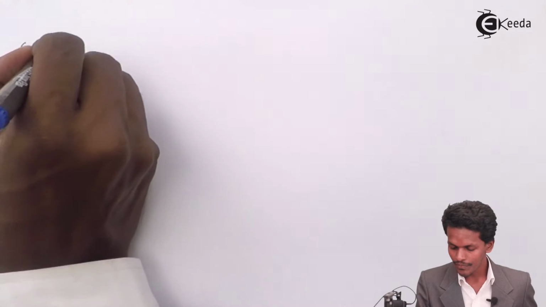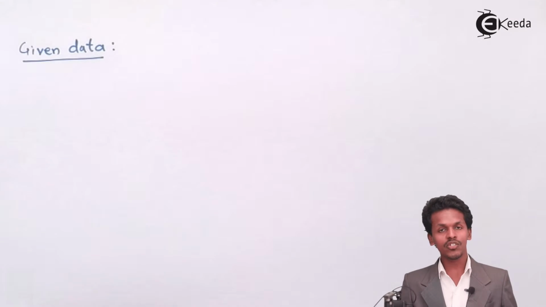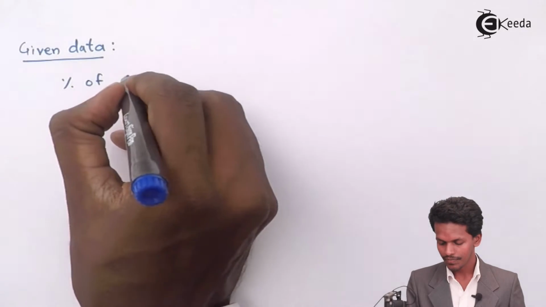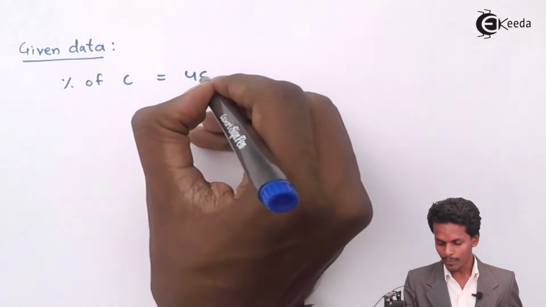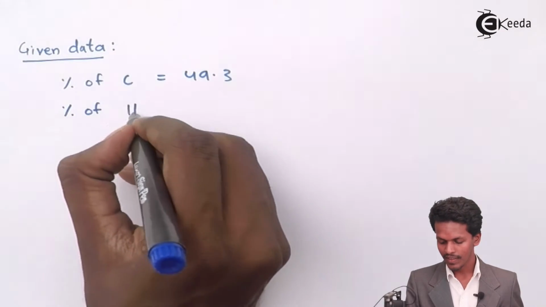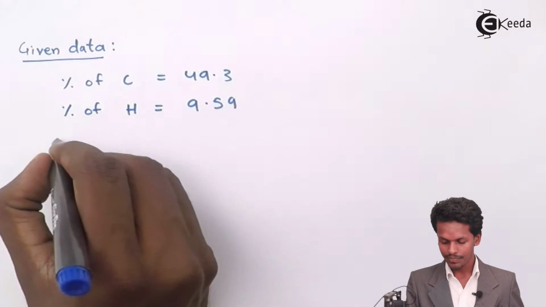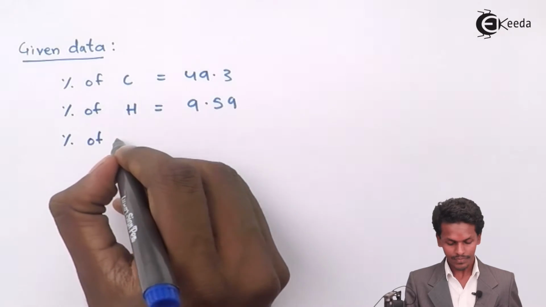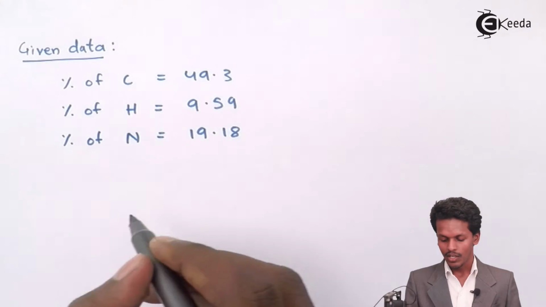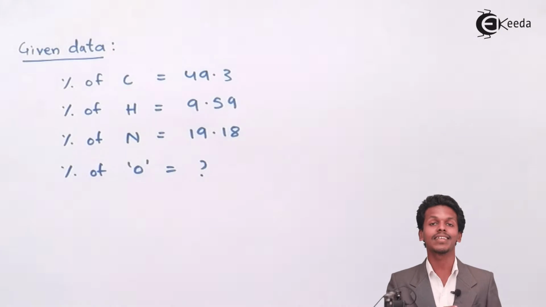So the first thing is, in the given data, the percentage mass of carbon is given as 49.3, while that of hydrogen is given as 9.59, while that of nitrogen is given as 19.18. So what would be the percentage of oxygen, because they have also mentioned that there is a presence of oxygen in the compound?